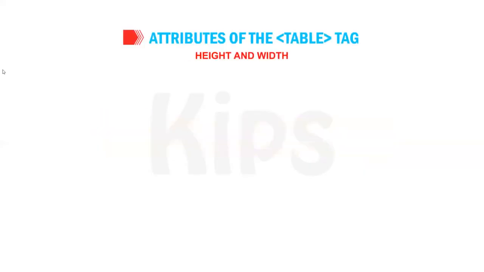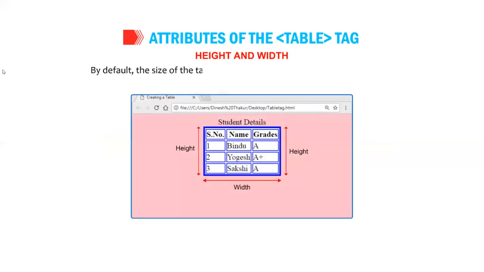Height and width. By default, the size of the table is as large as the data that is entered into it. You can change the overall height and width of the table to get the desired size. You can specify the height or width either by specifying the size in absolute pixels or by specifying a relative percentage of the screen size.